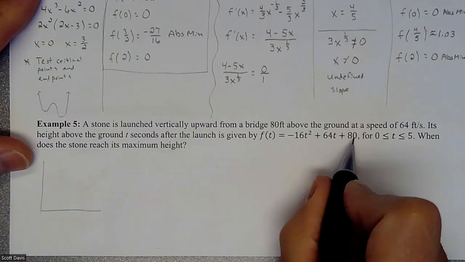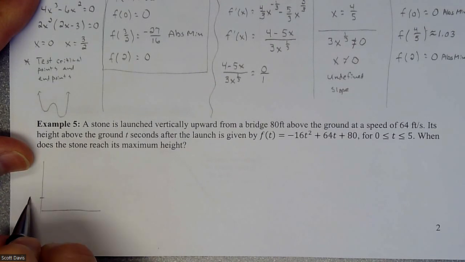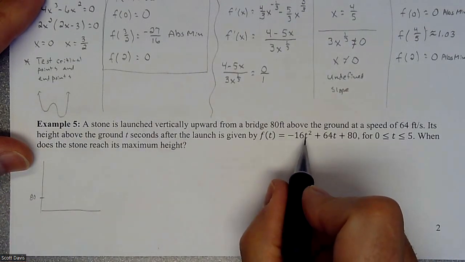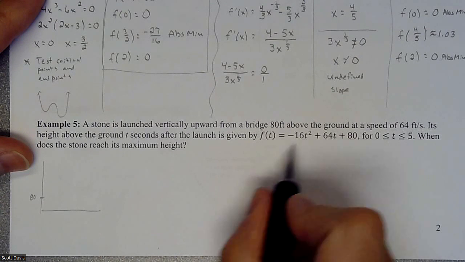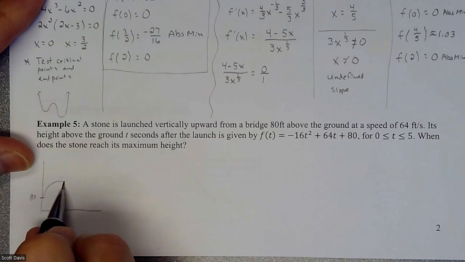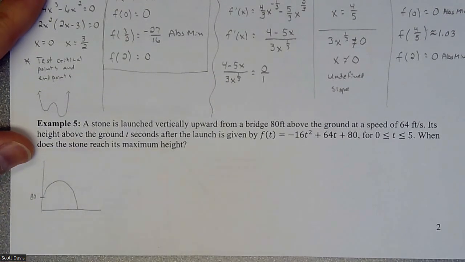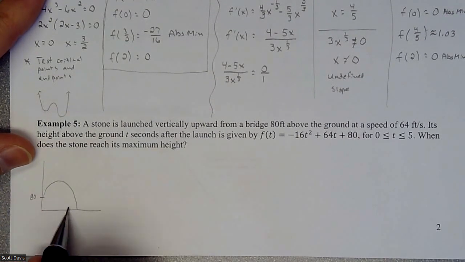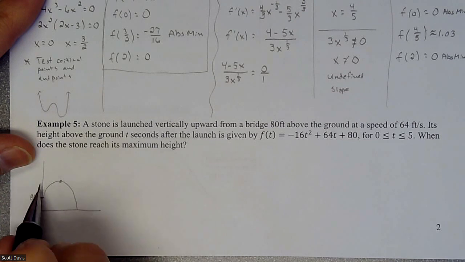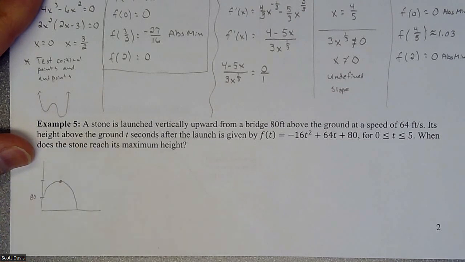kind. We have an initial value at, let's say, 80, and this is not the path of the object. This is just the height with respect to time. So as time is elapsing, that's what's happening. As time is moving on, the height comes up and then comes back down. So we're looking for that point right there, whatever that maximum height is.